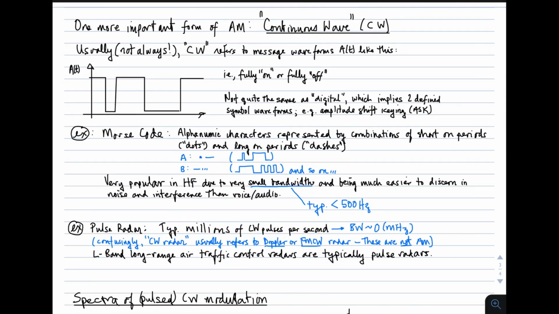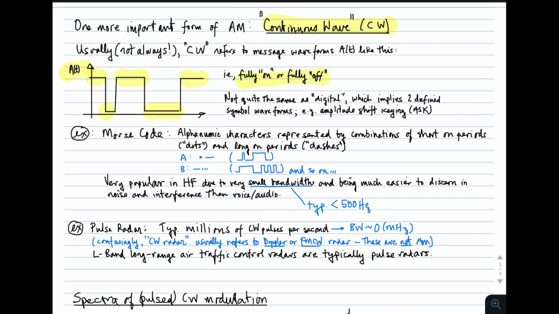Another important form of AM is continuous wave. So first let me warn you that the term continuous wave gets used with a couple different meanings, and so be aware of that. Here when I'm referring to continuous wave, I'm referring to continuous wave in the context of amplitude modulation. So what we mean by continuous wave here is that there are only two possible states of the message signal, namely on and off. So it's either fully on or fully off.